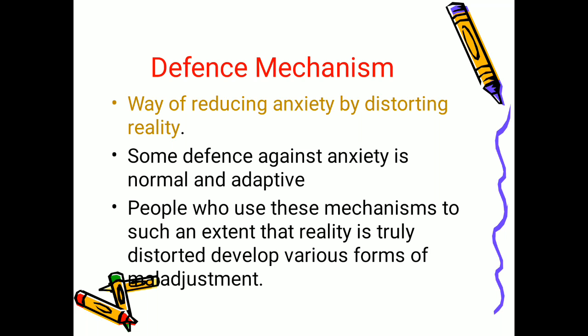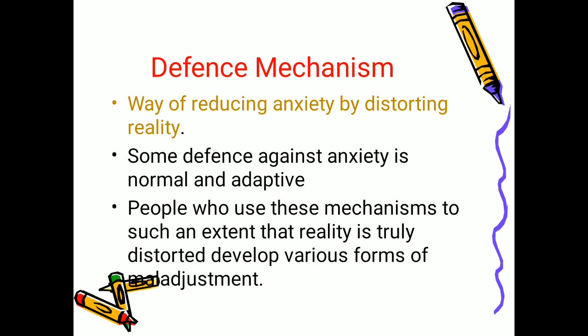Now, some defense against anxiety is normal and adaptive. It's okay to say a lie, it's okay to hide something, but not to too much extent. There are defense mechanisms where the process of hiding, of reducing your anxiety, is normal, but sometimes it goes beyond that, which becomes abnormal. That is why it says some defense against anxiety is normal and adaptive. People who use these mechanisms to such an extent that reality is truly distorted develop various forms of maladjustment.